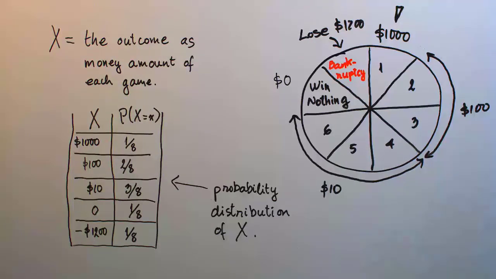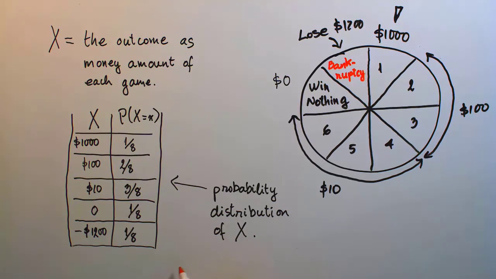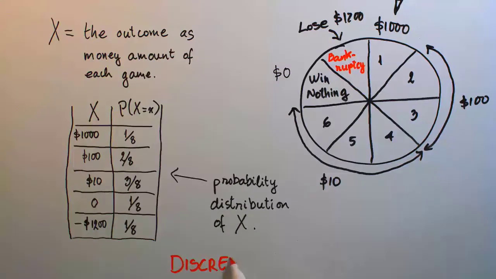But now looking further into this particular example, this is a perfect example for demonstrating the idea of a discrete random variable. We are now heading into understanding this random variable as a discrete random variable.